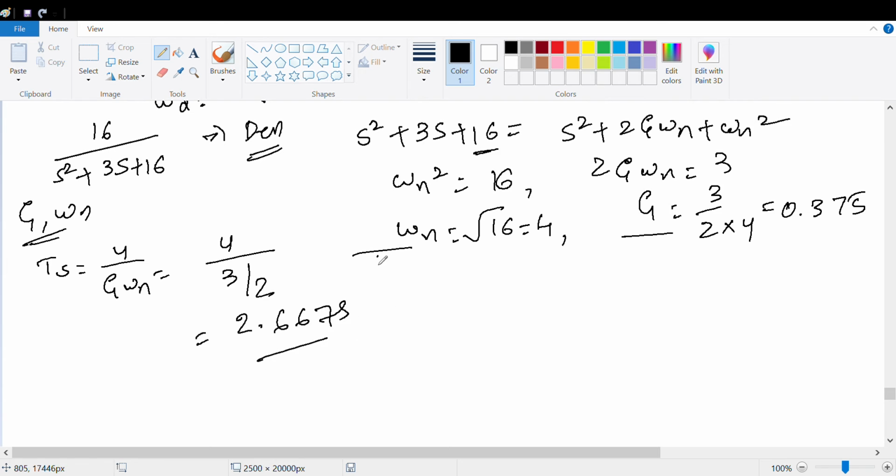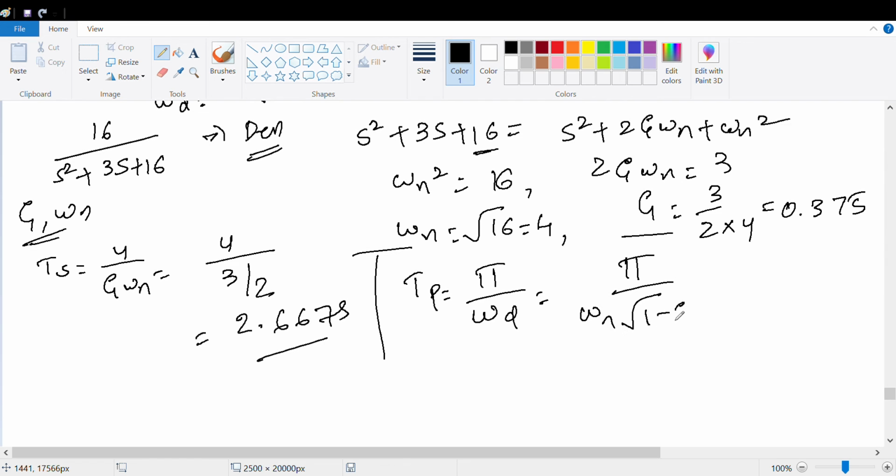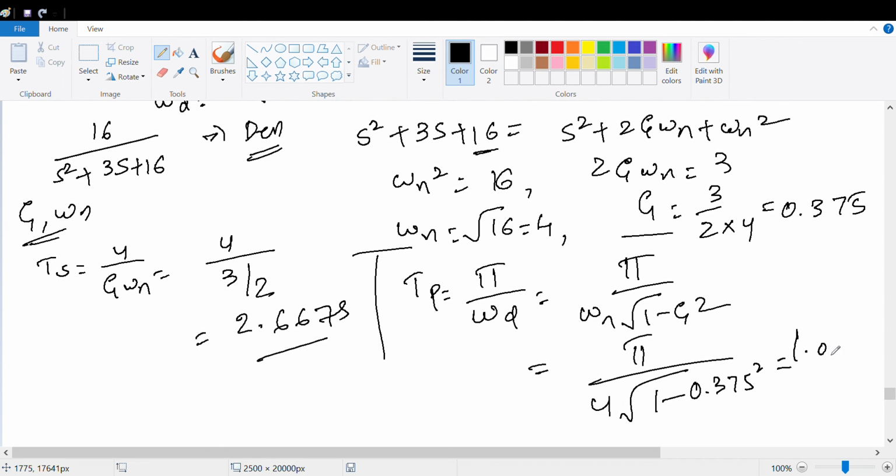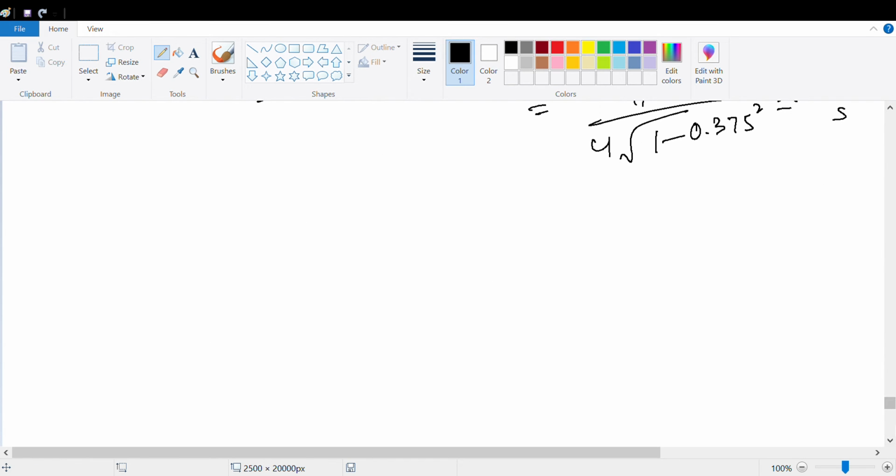2.667 seconds. And after that, peak time. Peak time is pi by omega d, which is pi by omega n into square root of 1 minus zeta square. Therefore pi by omega n is 4, square root of 1 minus zeta square is 0.375 square, which gives 1.0787 seconds.